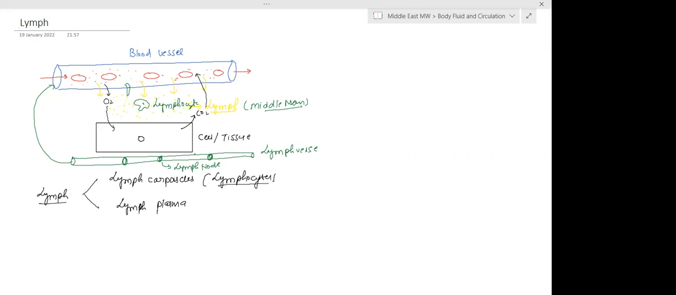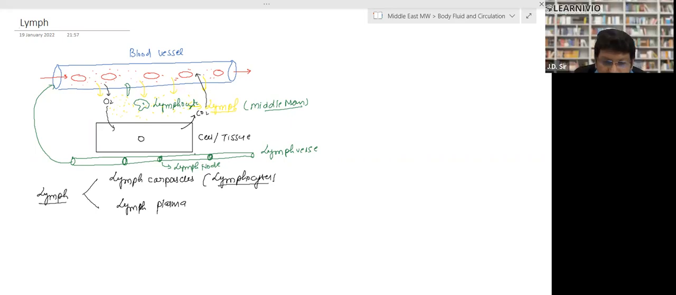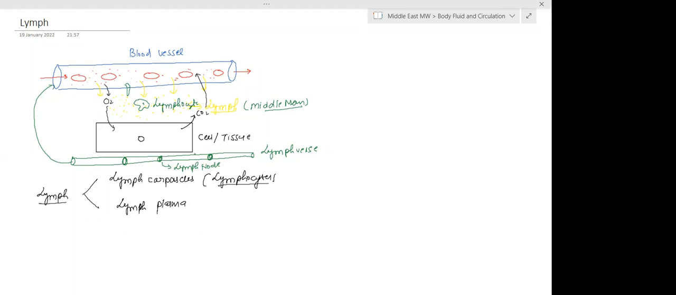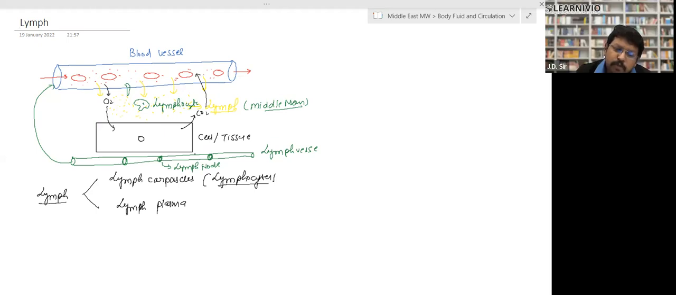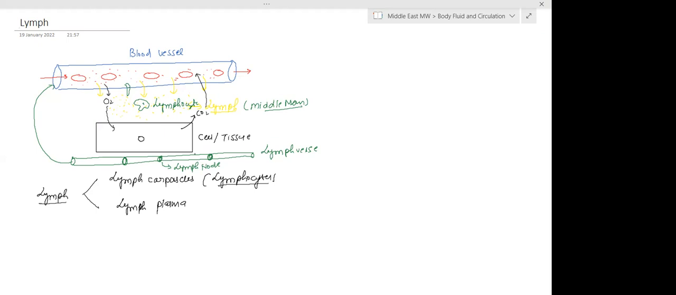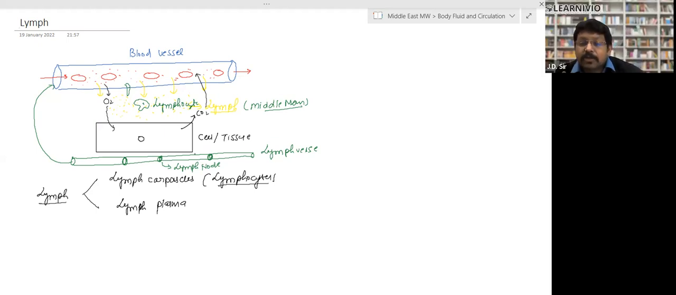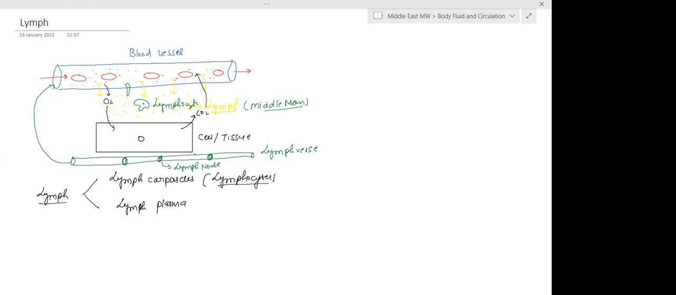Sir, if these lymph vessels are present, then why is it accumulating between the cells and the blood vessel? No, why is it accumulating if the lymph vessels are present, sir? Lymph vessels just take out the extra lymph, not all lymph. They just take the extra lymph.